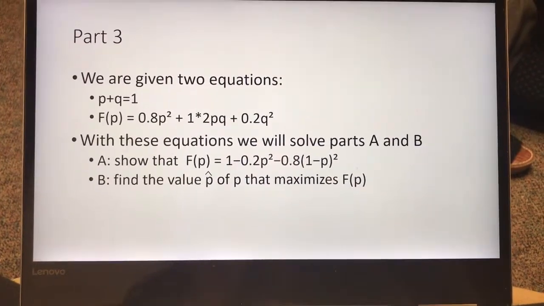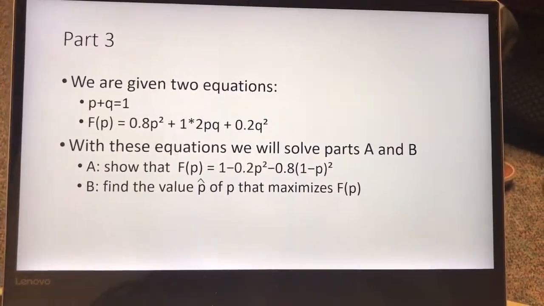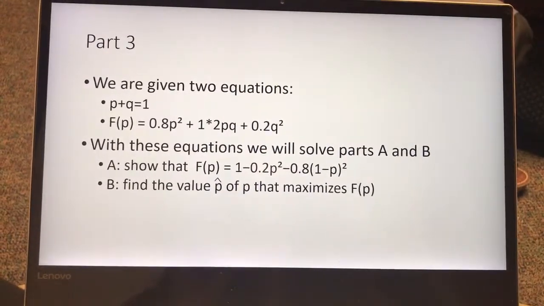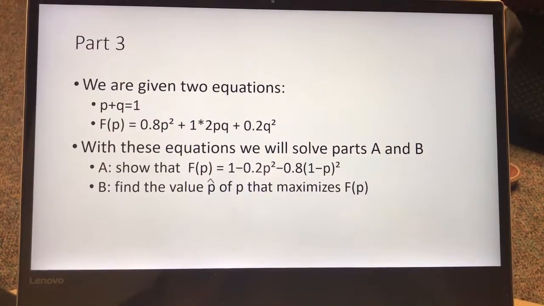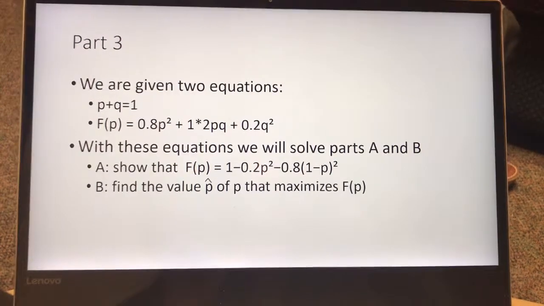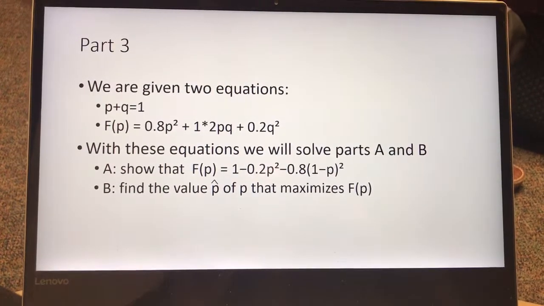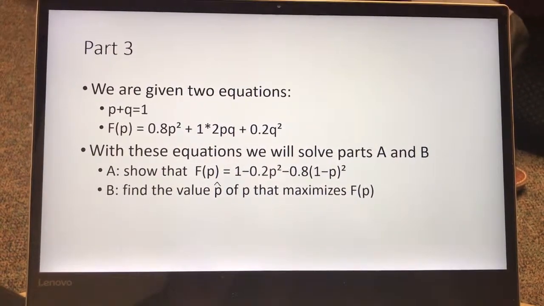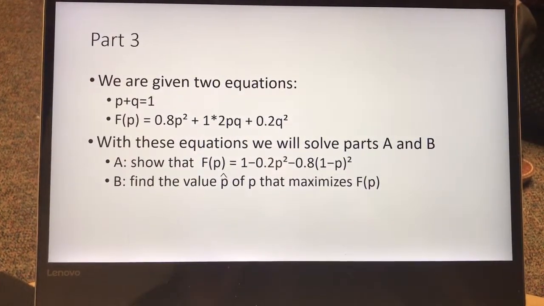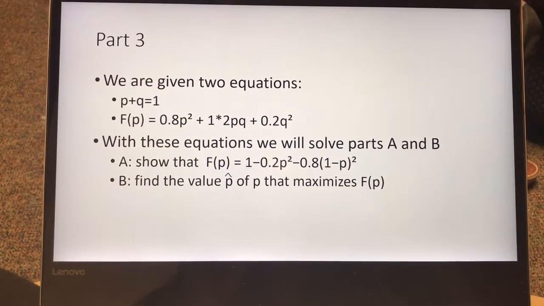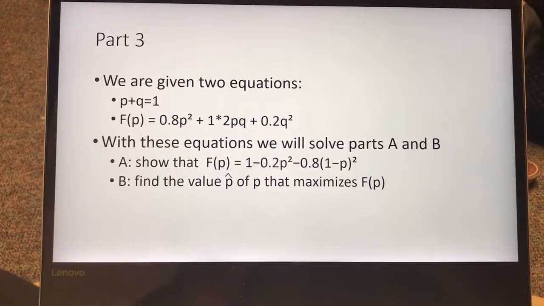And then for part 3, we are given 2 equations, which is that small p plus small q equals 1, and that the function of p, f of p, equals 0.8 p squared plus 1 times 2pq plus 0.2 q squared. And so with these equations, we will solve both parts A and B. Part A is to show that f of p is also equal to the function listed, and then solve. Part B is to find the value p hat that maximizes f of p, and we'll do that on the next view.